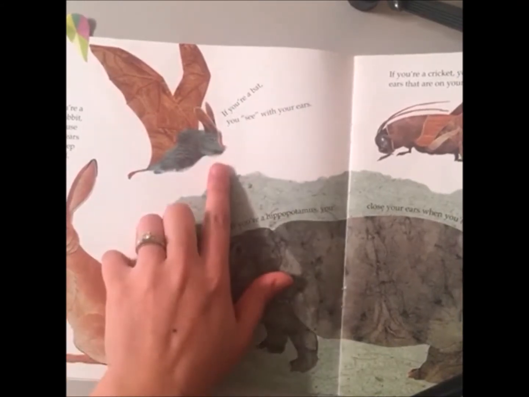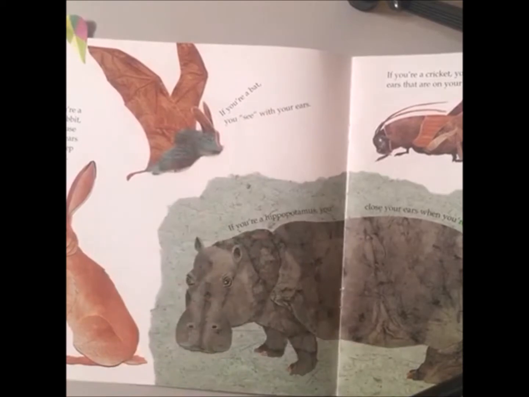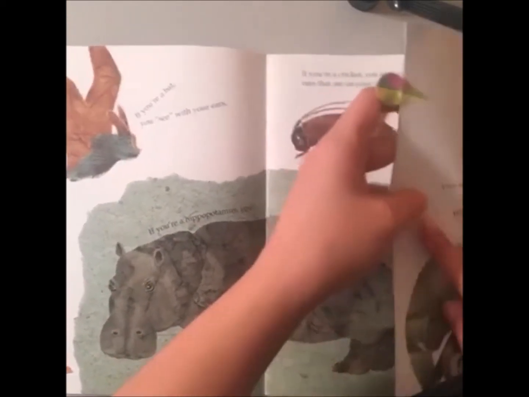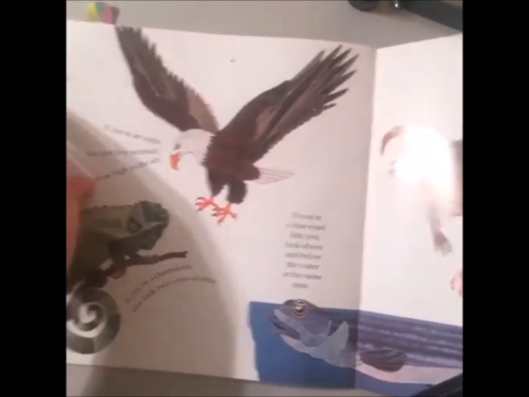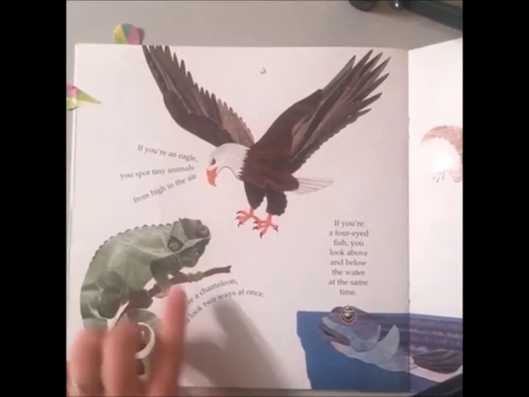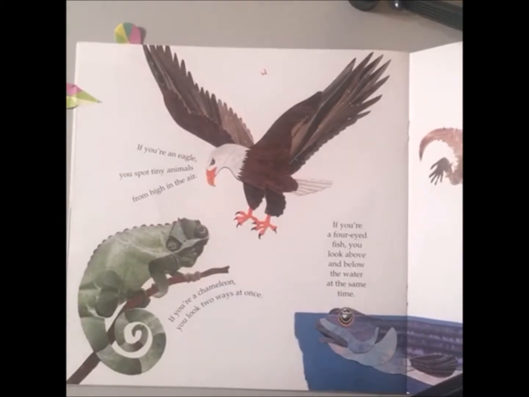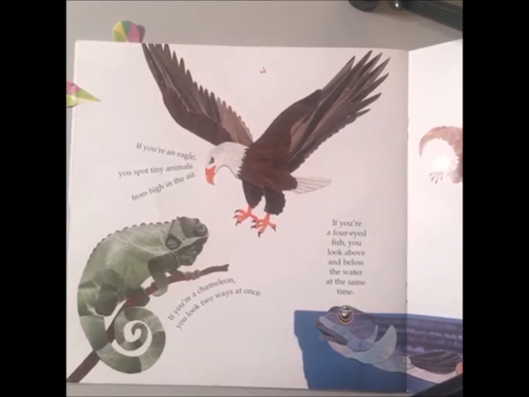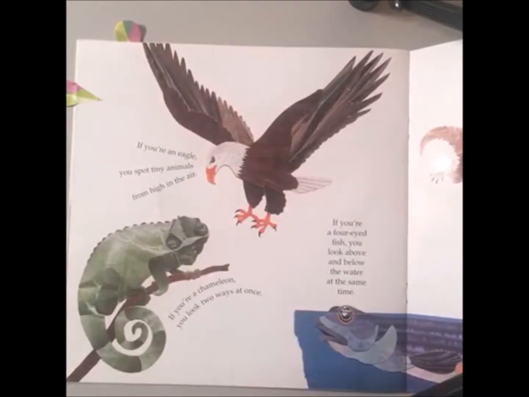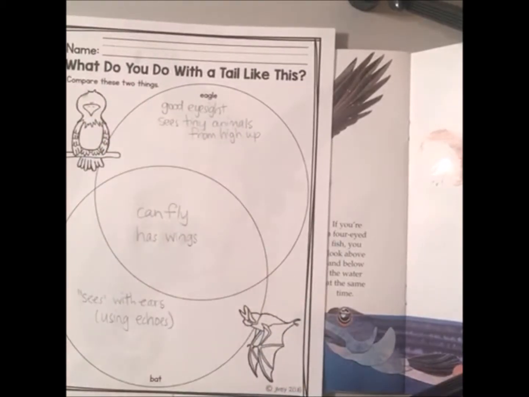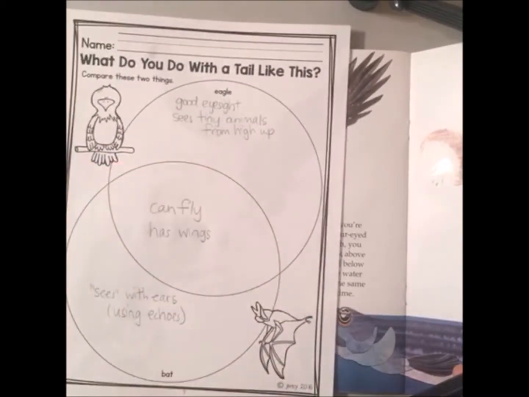So you have the bat, which the text says if you're a bat, you see with your ears. And then we have the eagle. In the eagle, it says if you're an eagle, you spot tiny animals from high in the air. So we would actually be comparing these 2 animals first using the text, but then also using the pictures. So something that we can tell from the text is that the eagle has good eyesight. It can see tiny animals from high up.